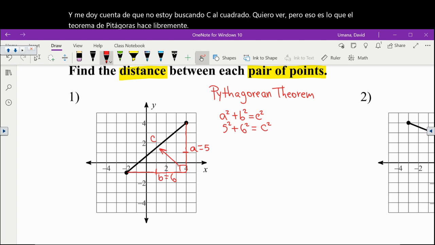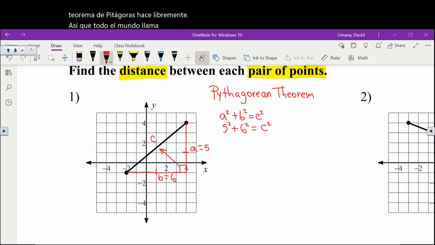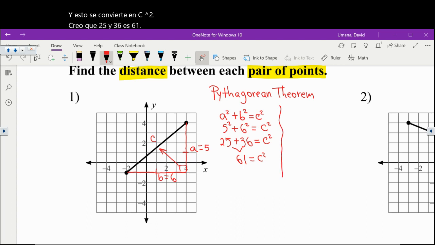So anybody call out 5 squared? So I have 25, call out 6 squared, and this becomes C squared. I believe 25 and 36 is 61. And here's the deal with 61. 61 is prime. If I say 61 is prime, I can't break it apart.